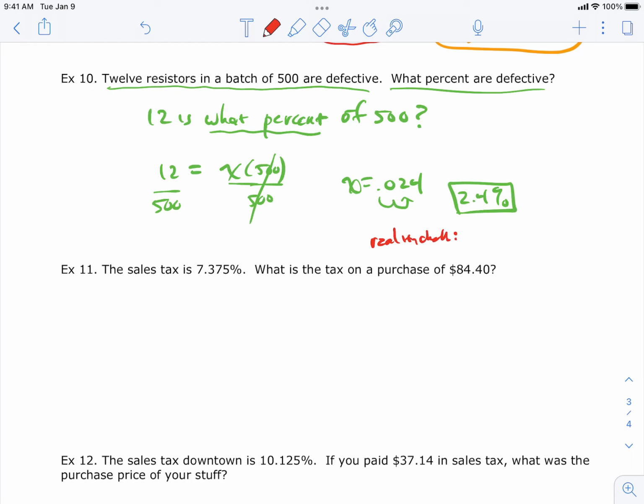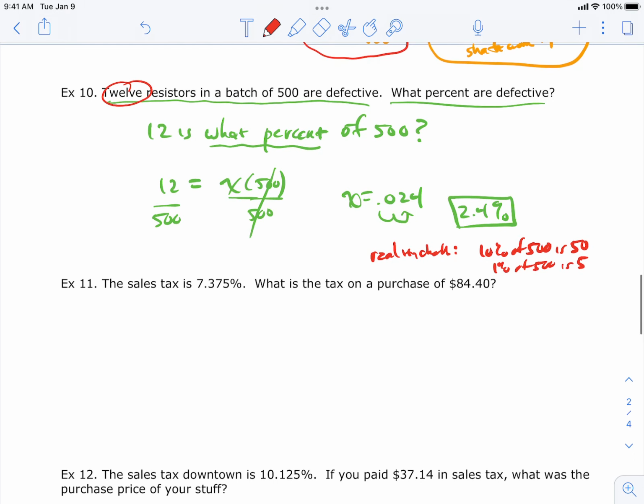Reality check. 10% of 500 is 50. 1% of 500 is 5. But we had more than 5. We had 12. We had like twice as much. So not 1%, more like 2%, 2.5%. See, it seems to be working. So I invite you to use the old 10%, 1% trick to check your answers sometimes. Sometimes you can get a pretty good ballpark estimate if you just say, well, what's 10%? Well, what's 1%? It's got to be somewhere around twice that. So it's got to be about 2.4%. So if you got an answer like 127%, you would immediately say, no, let me think about that some more.